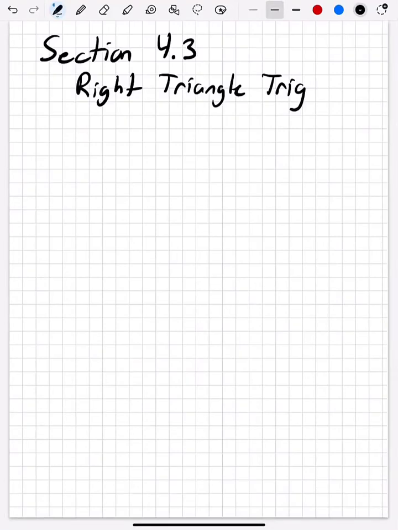All right, so this is section 4.3, and we're going to talk about right triangle trig. Right triangles are something that you have dealt with probably since like a fifth, sixth, seventh grade math course, but we want to dive into it a little bit deeper. But first, let's recap what a right triangle is.